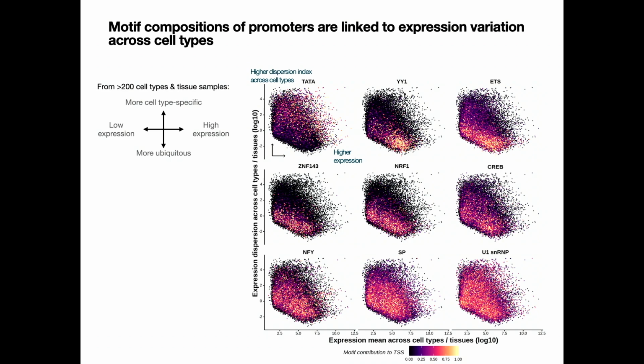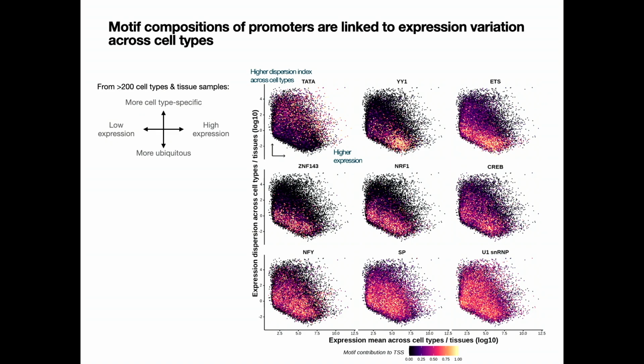And in contrast, if the promoter has very high YY1 contribution, it tends to be more ubiquitously expressed and less variable across cell types. So each one of these motifs actually has its own preference in this spectrum of preferring the more tissue-specific expression pattern versus the more ubiquitous expression pattern. And the U1 snRNP, the 5' splice site, as we mentioned, should not affect the transcription initiation. It's kind of neutral in its preference for tissue-specific versus ubiquitous expression.